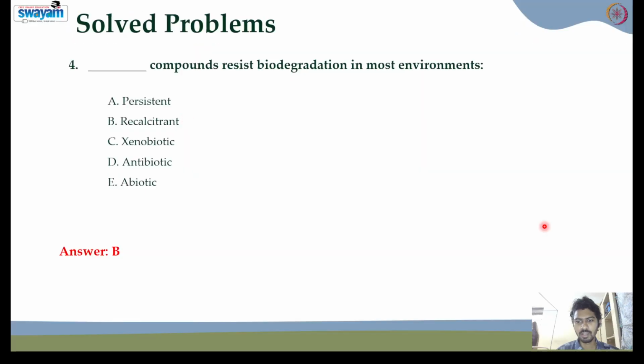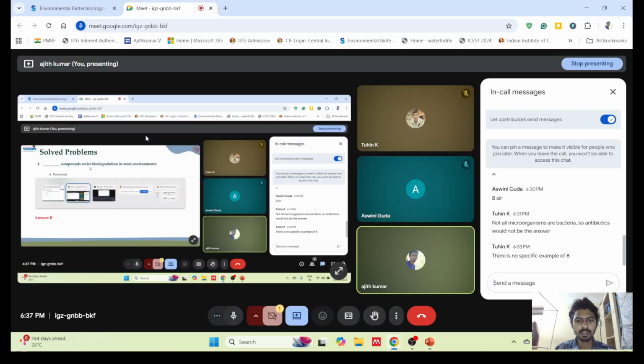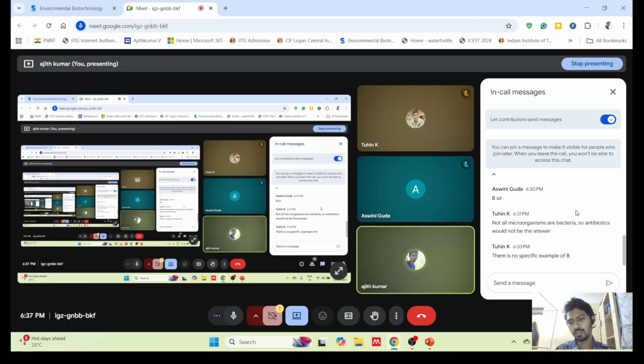I hope you got clarity on the differences between these options, because persistent means it will stay for a long period of time, but it is not necessary that it resists biodegradation. Whereas in xenobiotics, yes, some xenobiotic compounds are recalcitrant, but not all. You have to understand the difference and read the questions carefully so that we can answer these questions effectively. But you have given a good try, Tuhin and Ashwini.